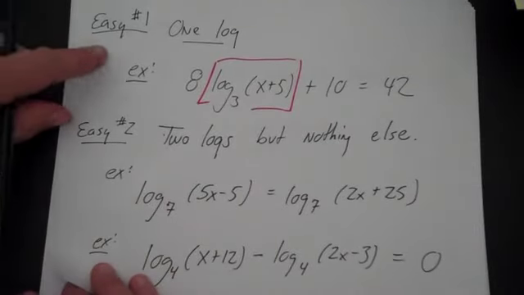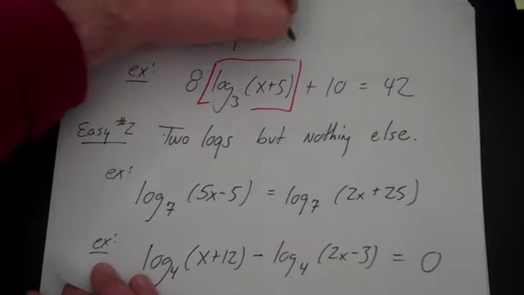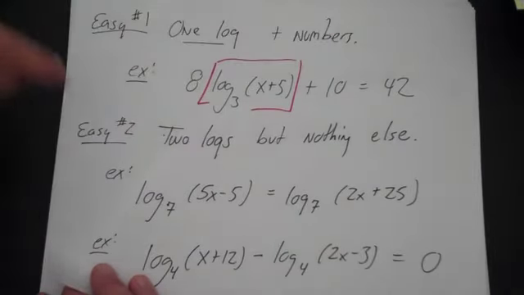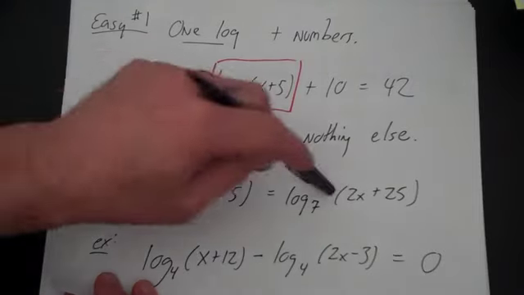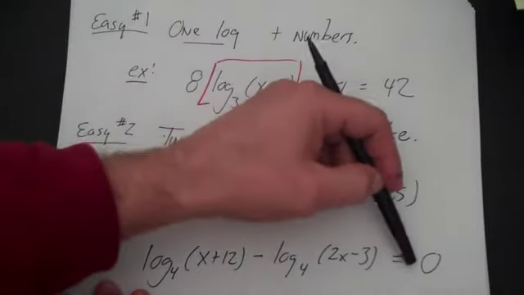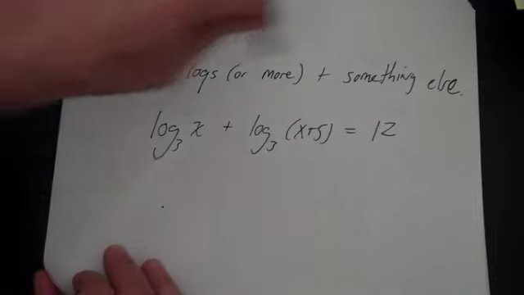The easy problem number one, we have one log plus numbers. The second case is when we have two logs, but we have nothing else in the problem. Either a log equal to a log, or a log minus a log is equal to 0. And then the third problem is when we have two logs plus something else.